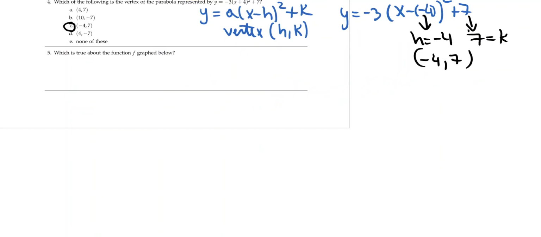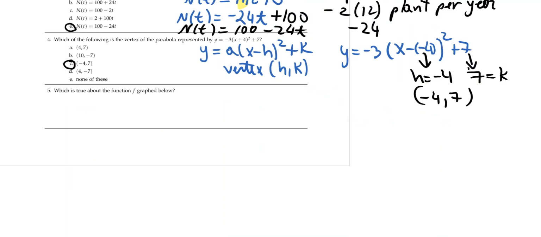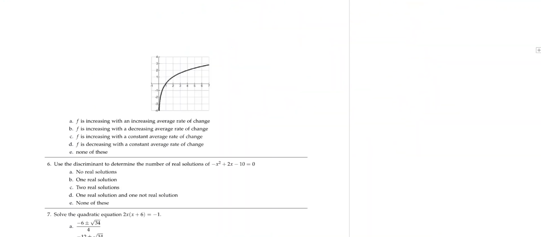Which is true about the function graph below? Below means next page. F is increasing. Okay, so the function itself is increasing. You see how the y values are increasing. When x is 4, y is 2. When x is 6, y is 2 point something. So the function itself is increasing.